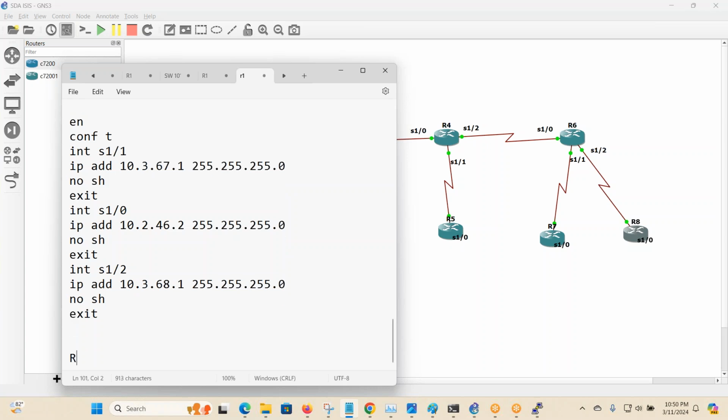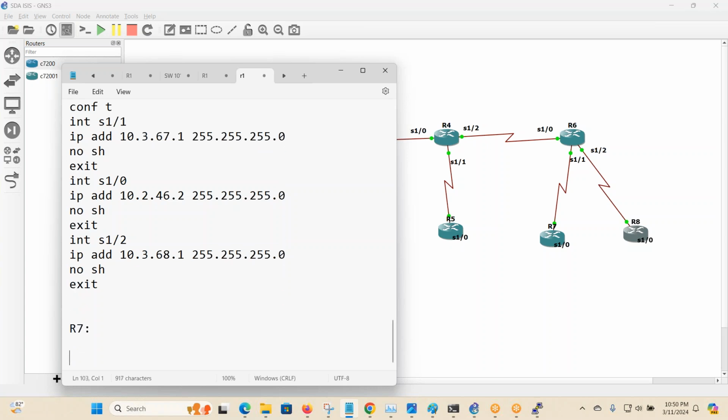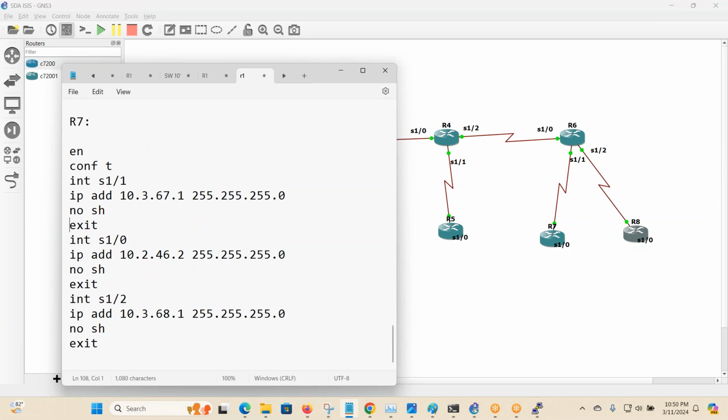The configuration part. So then we have R7. On R7 we have serial 1 by 0, which is 67.2. Then we have loopback 7. So we make it 10.3.7.1.